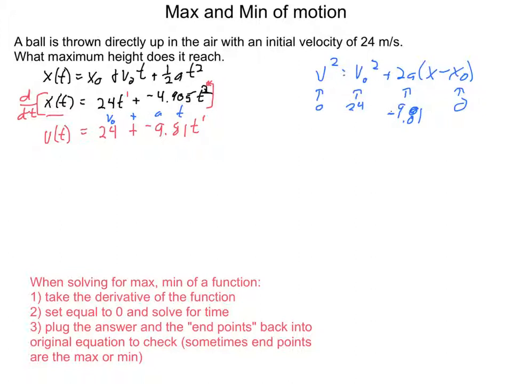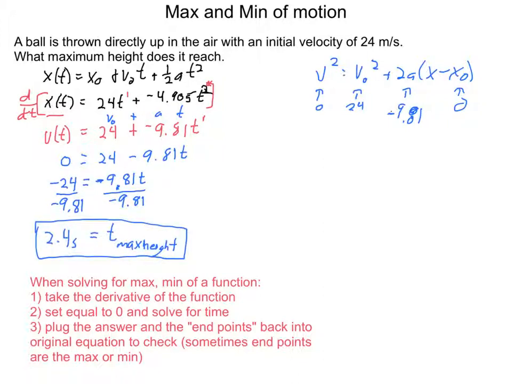Now, let's actually set it equal to 0 and solve it through. And I come out with a time of 2.4 seconds. Now, that's the time where the ball reached the maximum height. Okay, that's how we find the max. And that should make some sense to you because notice, whenever you take the derivative of a position time function, you get velocity. And whenever something is at its maximum height, we already had discussed, the velocity equals 0. So thus, the idea of setting equal to 0 and solving for time should make a lot of sense.